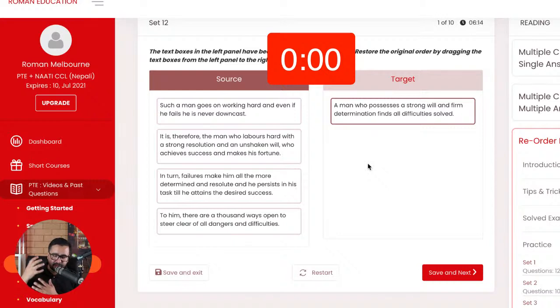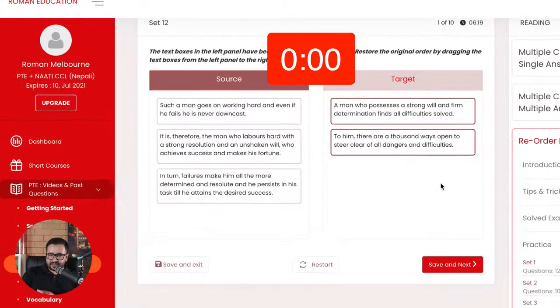Then you have to find out another sentence. And that sentence here is this. Now, if you are wondering how did I do that quickly, then look at this. "Clear of all dangers and difficulties. To him, there are 1,000 ways open to steer clear of all dangers and difficulties." "To him" means man, difficulties as mentioned before. And when I quickly looked at these sentences, I felt that these two sentences perhaps are talking about difficulties. Then I read and made sure that they actually are connected to each other and could be in that order. So this is a quick way to find your pairs.